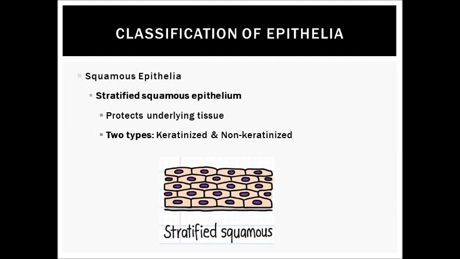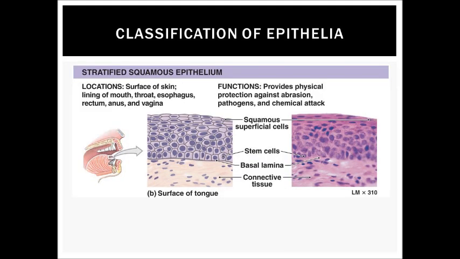Next, stratified squamous epithelium. It is important for protection. There are two types, keratinized and non-keratinized. Only for the keratinized layer, it is located on the skin surface. Here is additional information on stratified squamous epithelium.